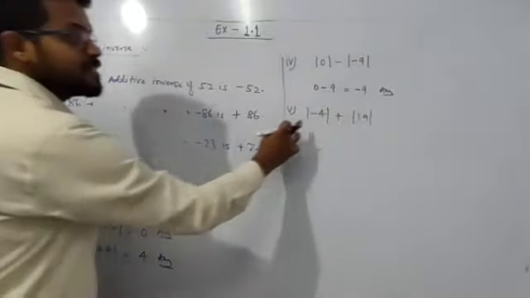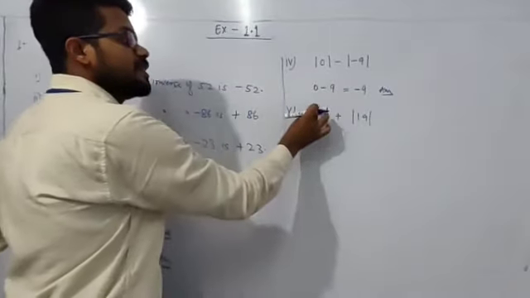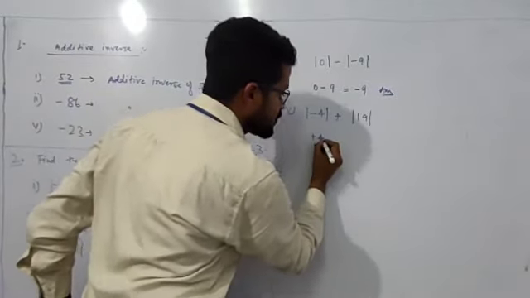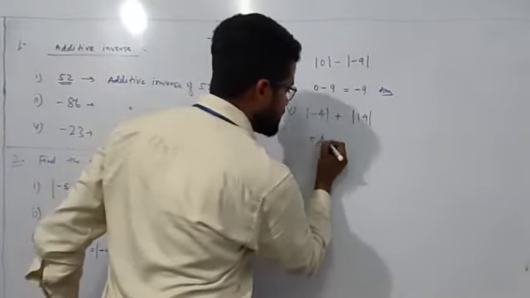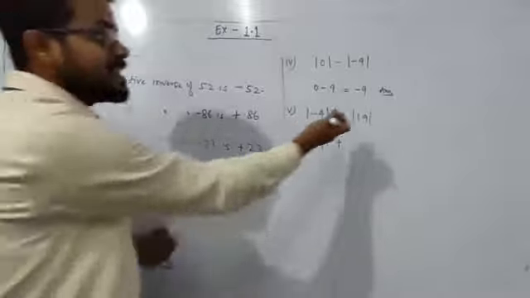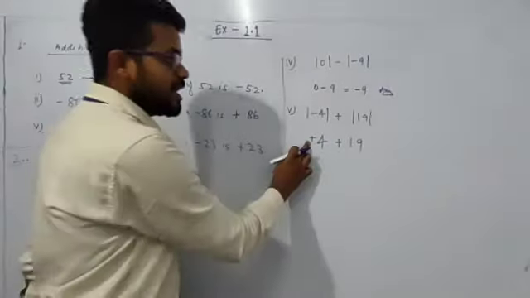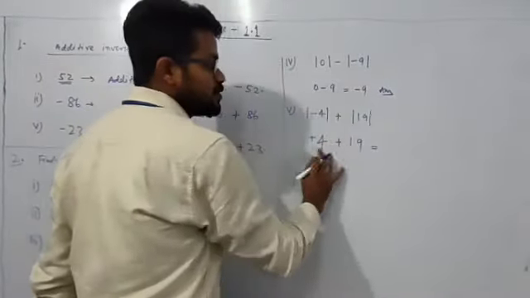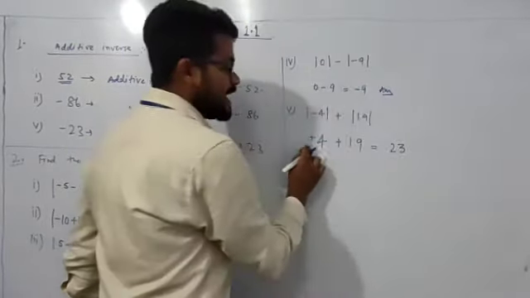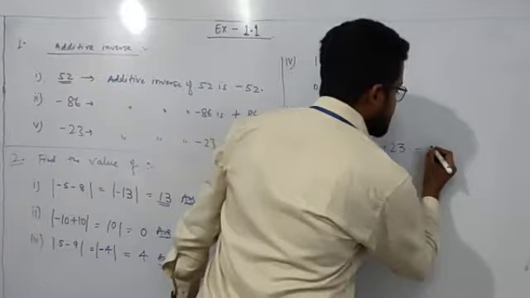So what is the process? Firstly, we try to wipe out this mod. When the number comes out from this box, minus becomes plus. This minus 4 becomes plus 4. Plus, now this is 19. When it comes out from the box, it remains plus 19. So here it is plus, here it is plus. Simply we add these two values. So 19 plus 4 is 23. The sign is also plus, so here we simply put plus. So the answer is 23.